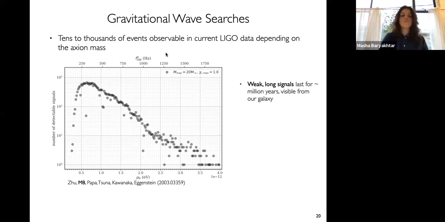So let me skip this, but what we found by looking at some mock data is that with current data that's on tape, you could have hoped to observe tens to thousands of events depending on what the axion mass is. Here I'm showing the axion mass from 0.5 to 4 times 10 to the minus 12 eV, and the number of detectable signals ranges from a few to a few hundred for some assumptions on black hole mass distributions and black hole spin distributions.